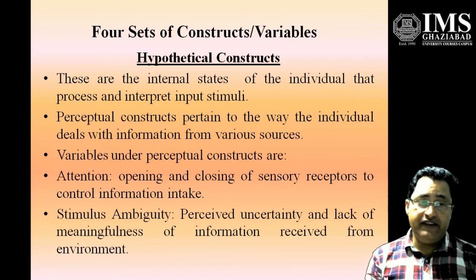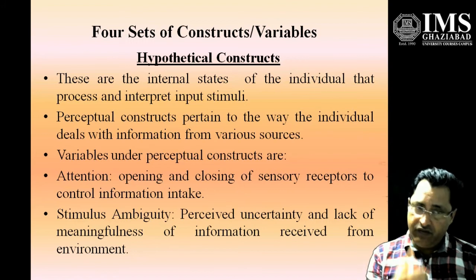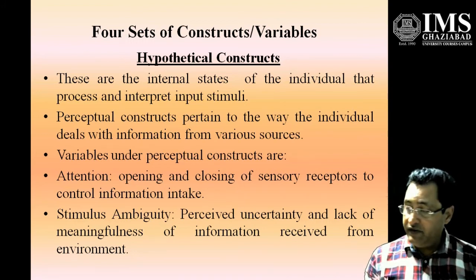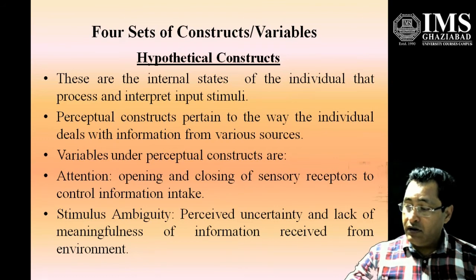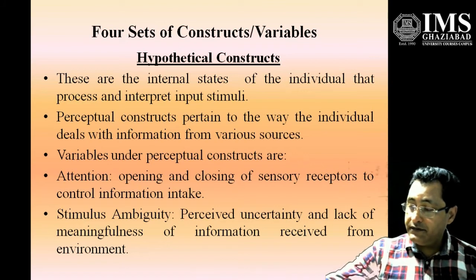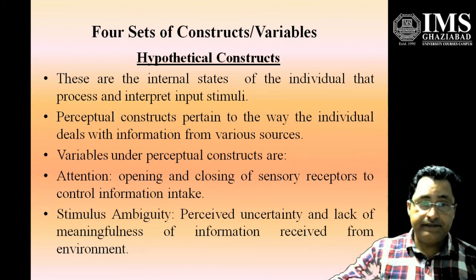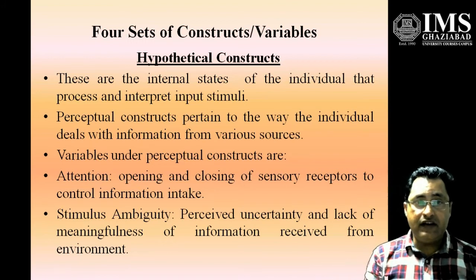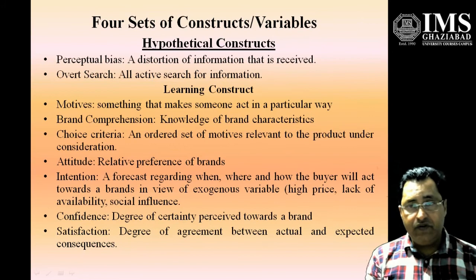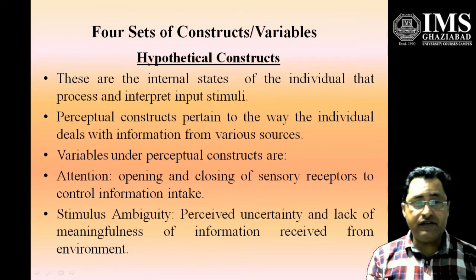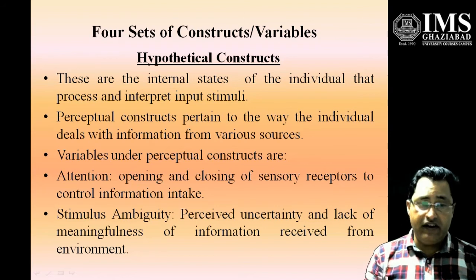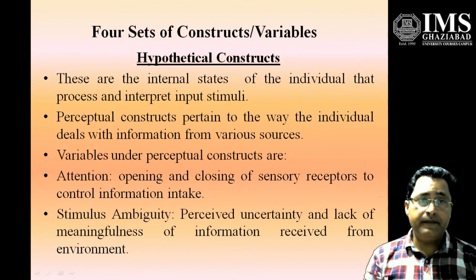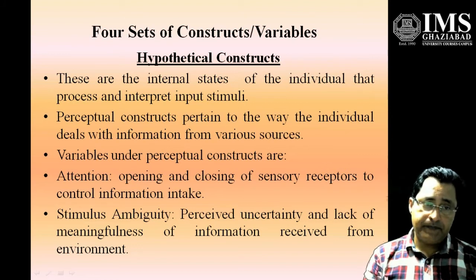So when we say perceptual constructs, only this part we will discuss in this particular lecture. When we say the perceptual parts, basically these are the internal states of the individual that process and interpret input stimuli. Perceptual constructs pertain to the way the individual deals with information from the various sources. Variables under perceptual constructs are attention, stimulus ambiguity, right, perceptual bias, and overt search.